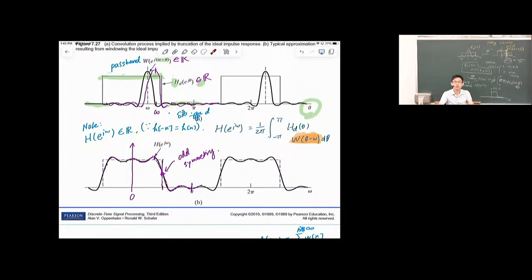So that's a way to illustrate frequency domain convolution between the Fourier transform of the window and the ideal response that we want to design.